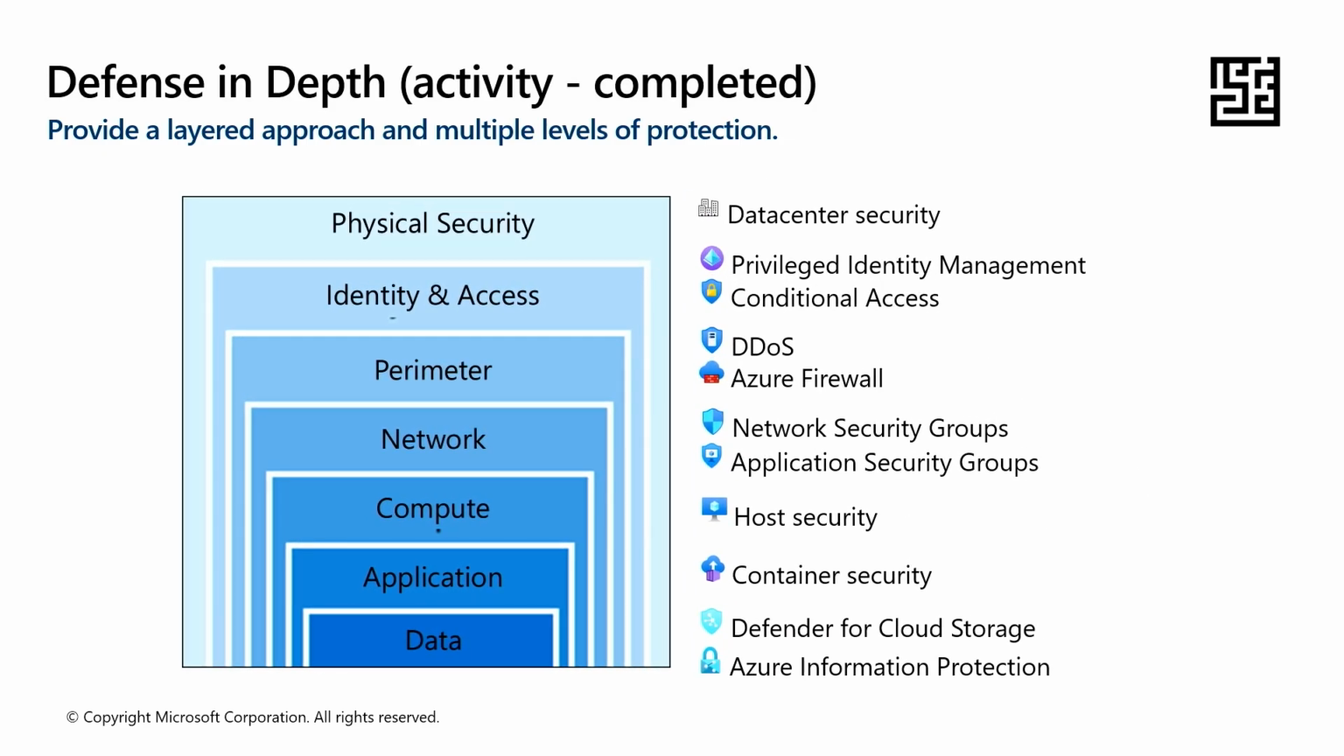For physical security, this is considered from the data center point of view. For identity and access management, we can leverage Privileged Identity Management and Conditional Access policies. For the perimeter layer, we can use distributed denial of service protection and Azure Firewall. For the networking layer, we can use application security groups and network security groups. For our compute layer, we can take care of the host security. For the application layer, we can use container security. And to protect our data, we can leverage Defender for Cloud for storage and information protection.